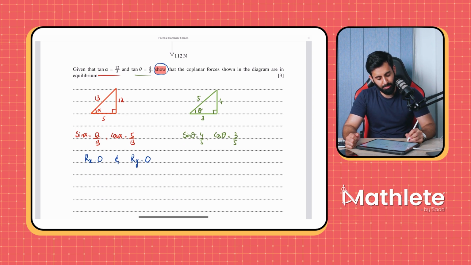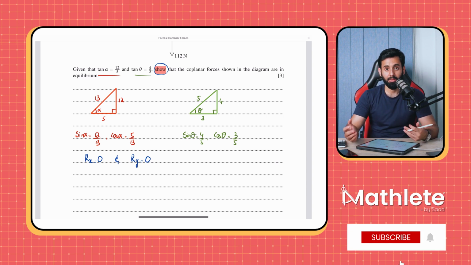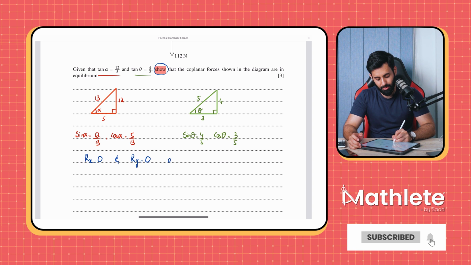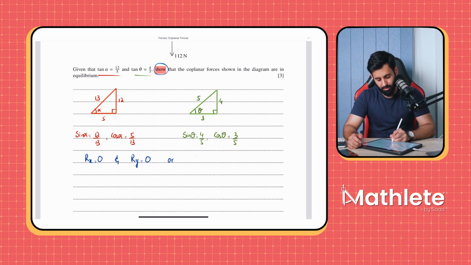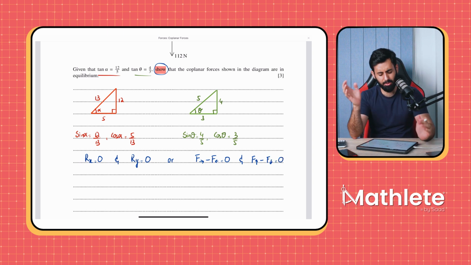Okay, so what does that mean? That means that if you sum up all the forces, you will have 0 as your answer, or you can show it like this: all the forces acting in the rightwards direction minus all the forces acting in the leftwards direction is equal to 0. And at the same time, all the forces acting upwards minus the forces acting downwards is equal to 0. Again, there are a whole bunch of ways of looking at it, and here are 2 of them.